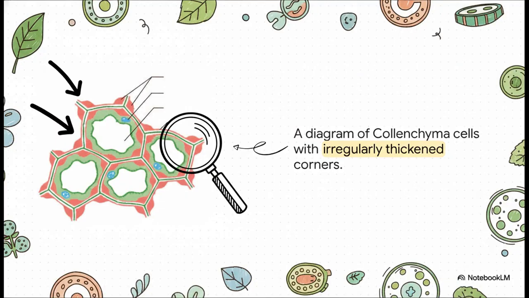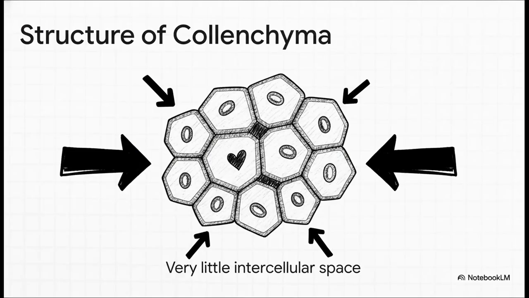If you look very carefully at this diagram, you can see the main characteristic of collenchyma cells. Please pay special attention to the corners of these cells. You will see something quite different is happening there compared to parenchyma. So like parenchyma, the cells of collenchyma are also living. But here is the major difference. The cell walls are thickened, but they are thickened irregularly, only at the corners. Because of this thickening, there is very little intercellular space between them.